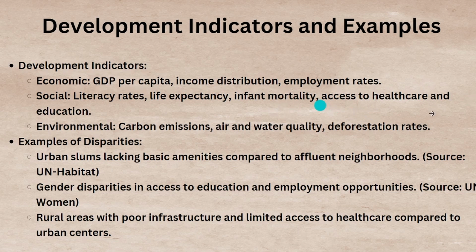Access to healthcare is a direct indicator. How many hospitals are there, how many beds are available, how many vaccines are provided to people. All these will come under development indicators only.